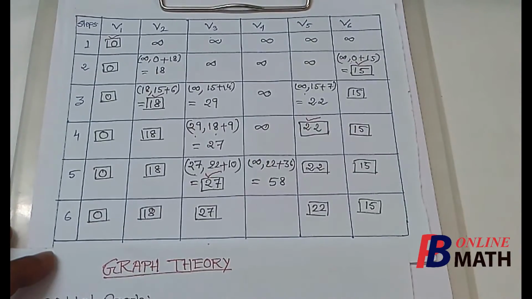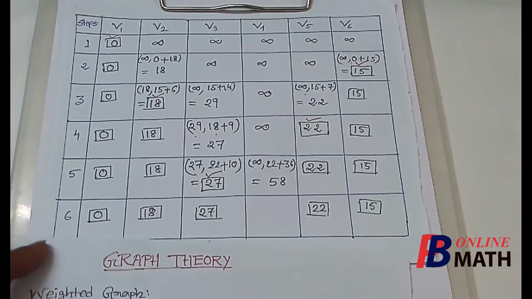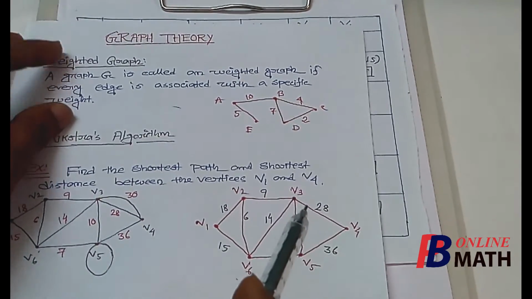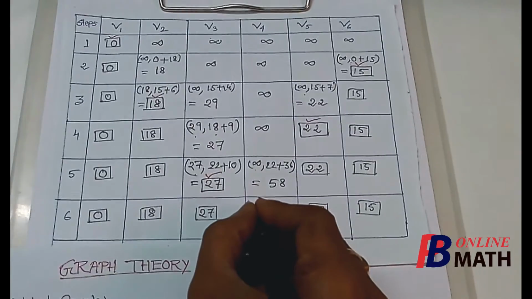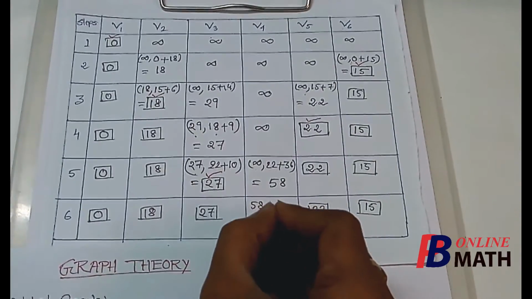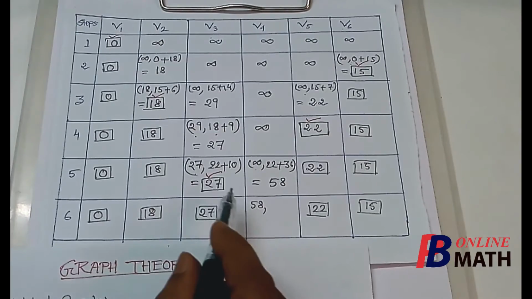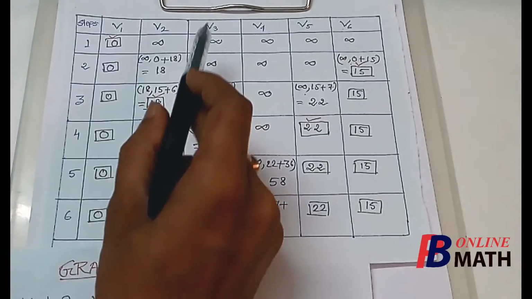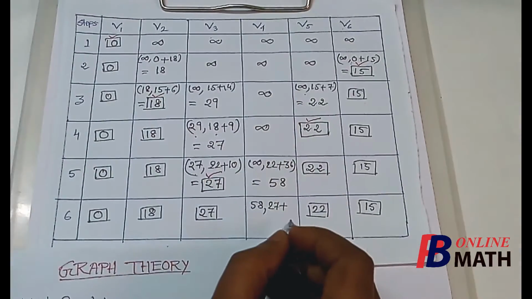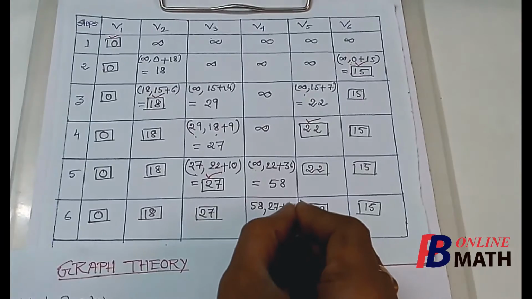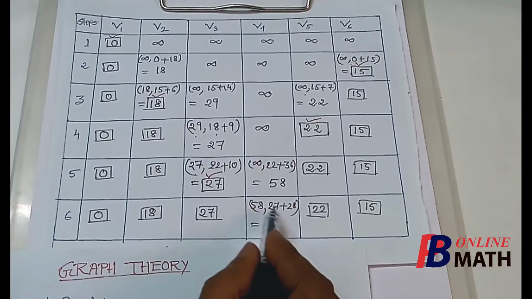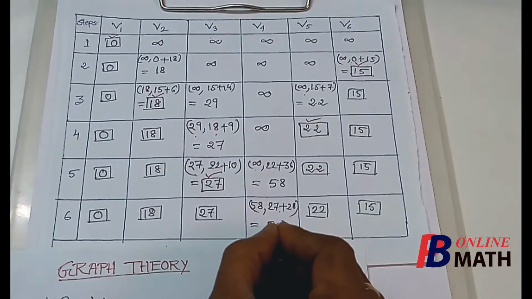Now the final step. Now only one temporal level is available here, that is of V4. Since V3 and V4 are connected and the distance is 28, we shall find the minimum of the previous level 58, comma, the permanent level of the previous step, which is 27, plus the distance between V3 and V4. We have already obtained from the graph that this distance is 28. So we have to find the minimum of 58 and 55. So obviously the minimum is 55.